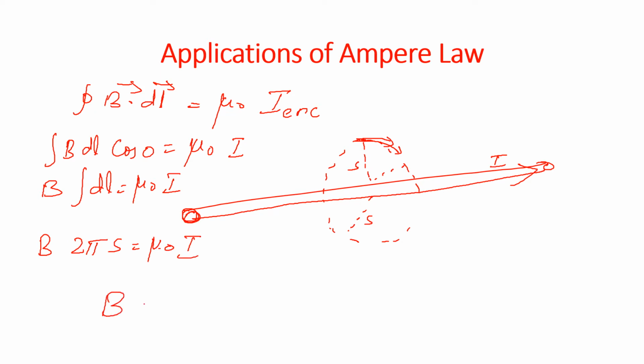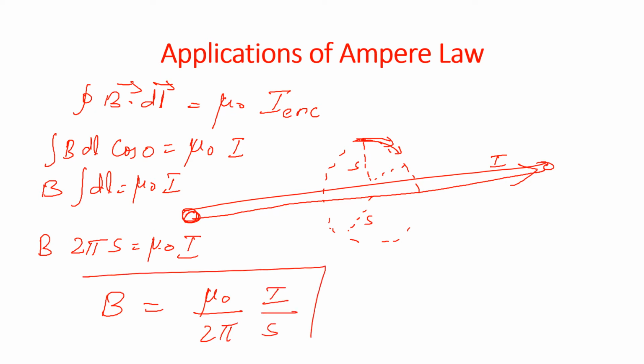Or the magnetic field due to a straight conductor is mu 0 divided by 2 pi times I divided by s. This is exactly the same result that we proved with Biot-Savart law. So this is one of the applications of Ampere law. The same Ampere law can be used to find the magnetic field due to a solenoid or a toroid or such applications. So you all try to perform the Ampere circuital law in the case of solenoids and toroids.